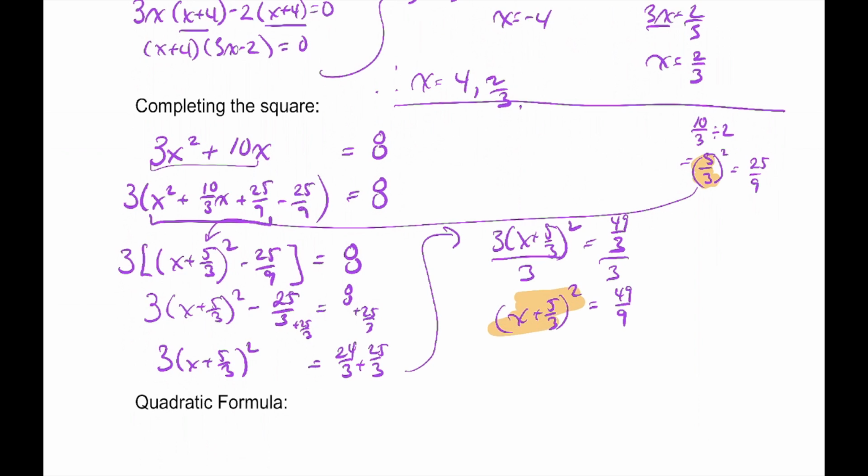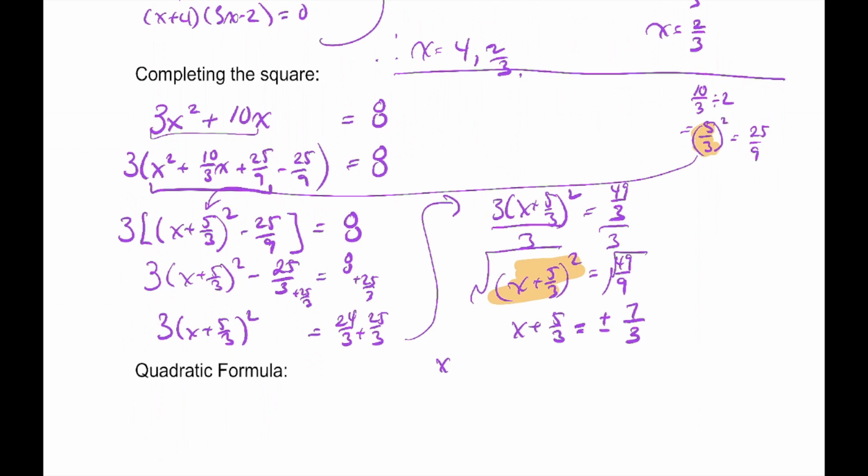alone by this side, because now that we have it in factored form, I could take the square root of both sides. So I get x plus 5 over 3. And remember, when we take the square root of both sides, we get a positive and negative answer. So the square root of 49 is 7, and the square root of 9 is 3. So here we get x plus 5 over 3 is equal to 7 over 3, or x plus 5 over 3, got the 5 over 3 here, is equal to negative 7 over 3.